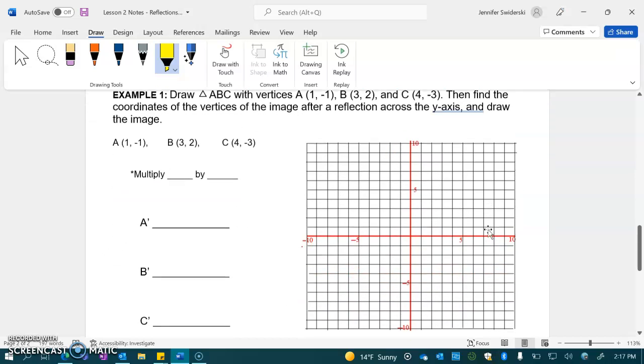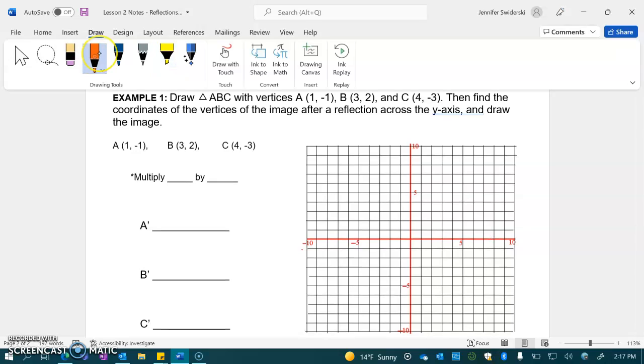Let's go ahead and try this one on our own. It says draw a triangle ABC with vertices 1, -1. So I'm going to go over 1, down 1. 3, 2. So I'm going over 3, up 2. Then C is at 4, -3. If I graph that, my points look like this. They say then find the coordinates of the vertices of the image of a reflection over the y-axis. Because we're reflecting over the y, I need to multiply my x by -1.